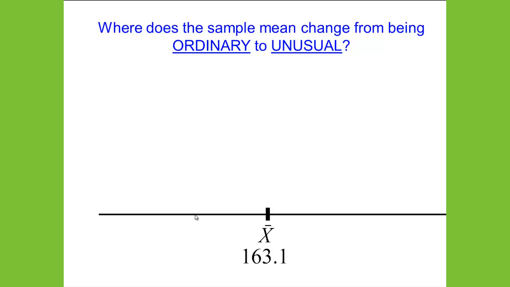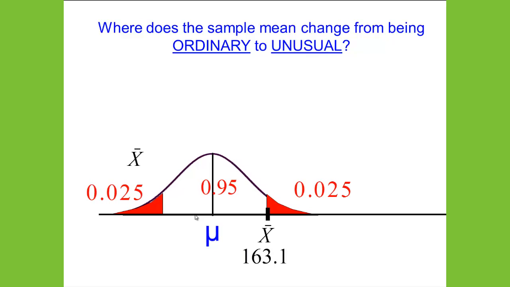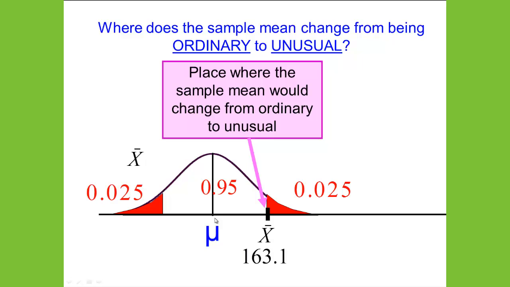And where does the sample mean change from being ordinary to unusual? At this mark here. Again, the place where the sample mean would change from ordinary to unusual is going to be called our lower confidence limit. In this case, since it's below the x bar mark, we will mark it as x bar minus E. Notice it's the distance from the tail to the center.